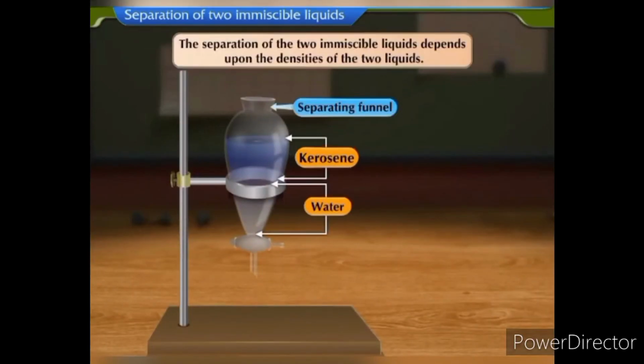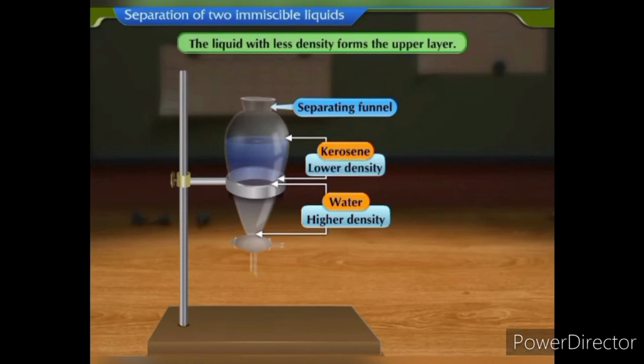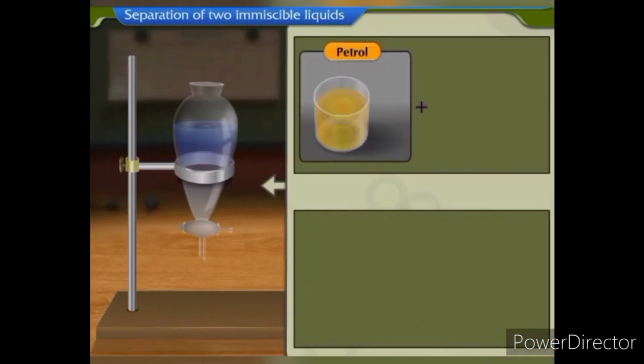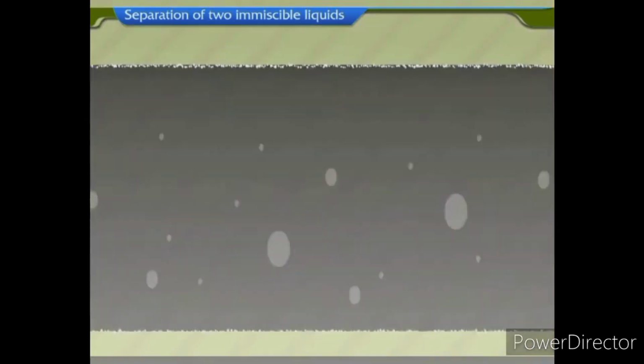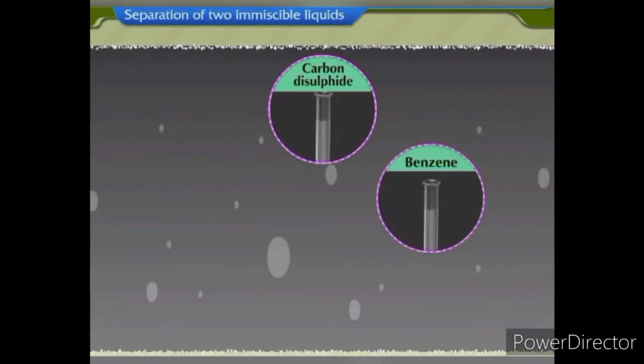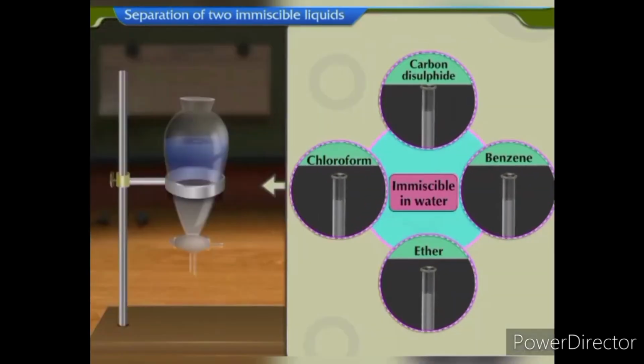The separation of two immiscible liquids depends upon the densities of the two liquids. The liquid having higher density forms the lower layer, while the liquid with less density forms the upper layer. A separating funnel can be used to separate a mixture of petrol and water or a mixture of oil and water. Solvents like carbon disulfide, benzene, ether and chloroform are immiscible in water. A separating funnel can be used to separate mixtures of carbon disulfide and water, benzene and water, ether and water, and chloroform and water.